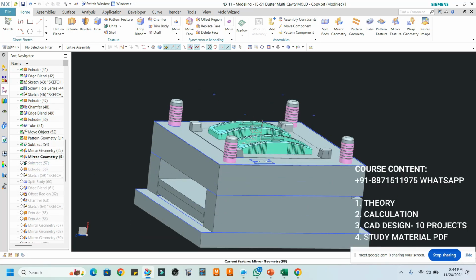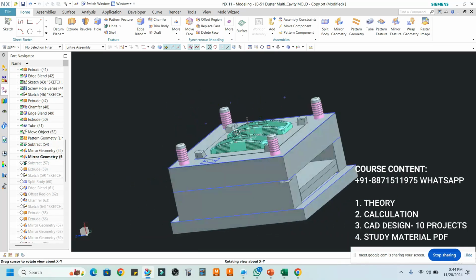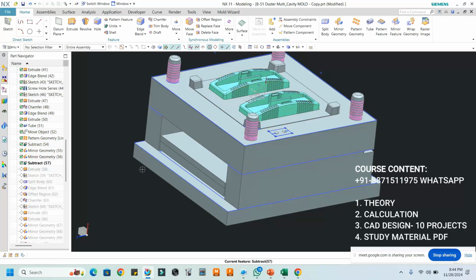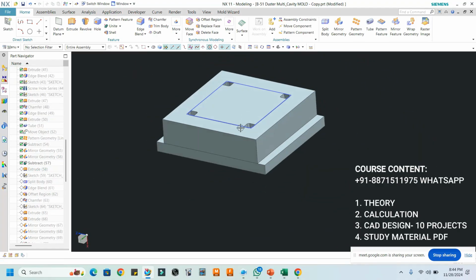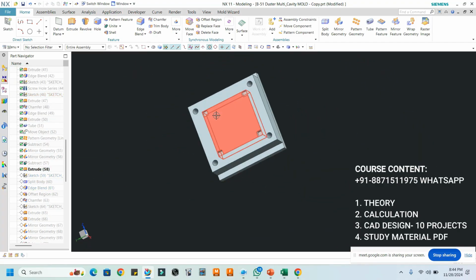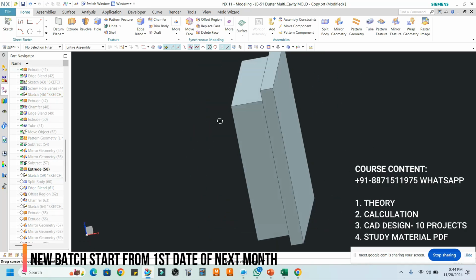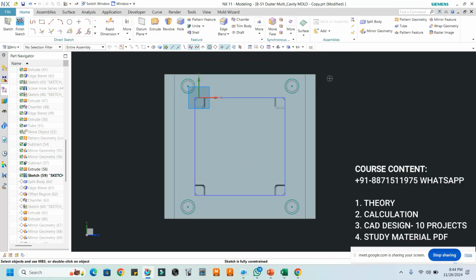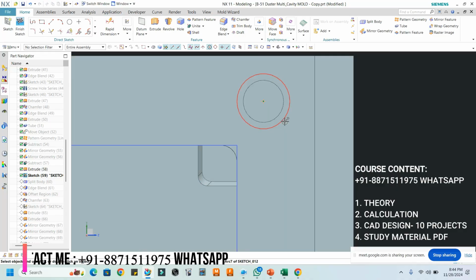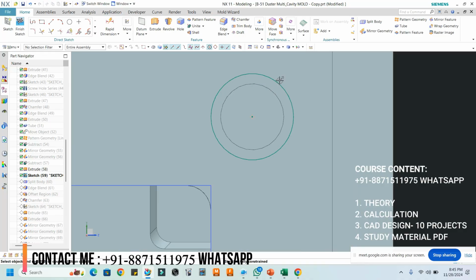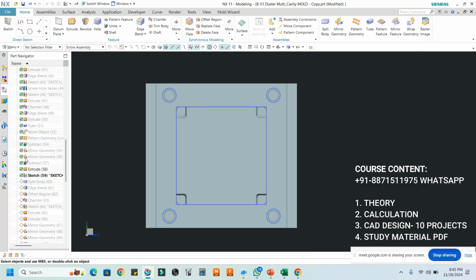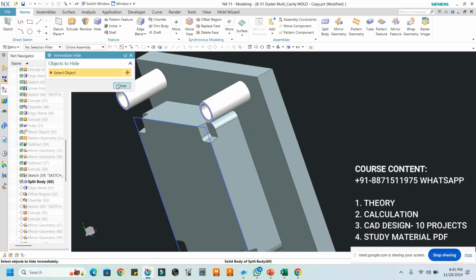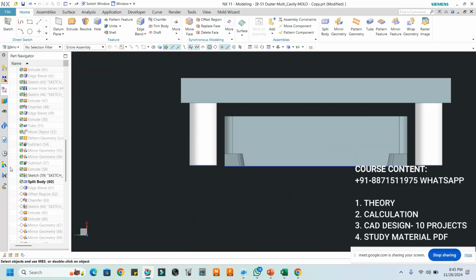Just mirror these 4 pillars. From this cavity I will extract the bush also. This diameter is 26 and I am taking 34 here, with 4 mm per side. Just split this portion and you will get the bush portion.